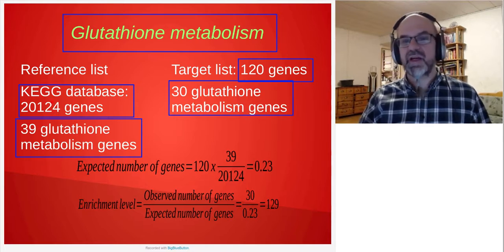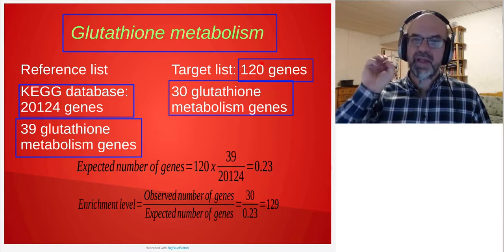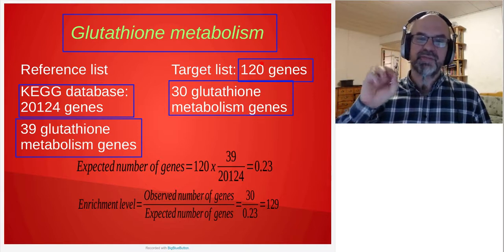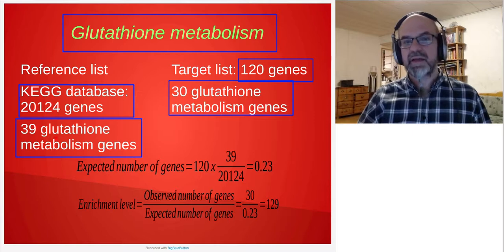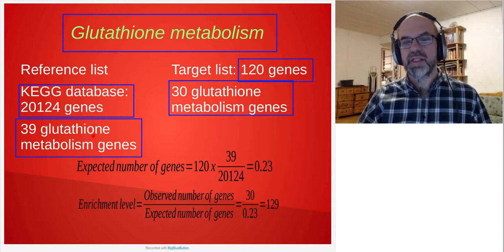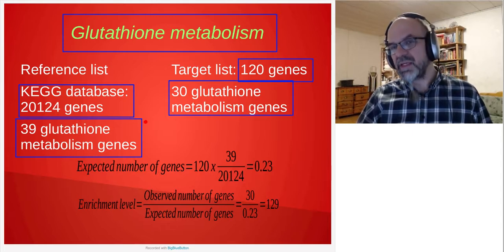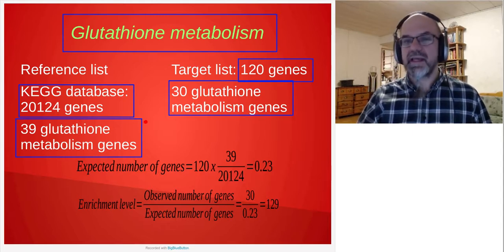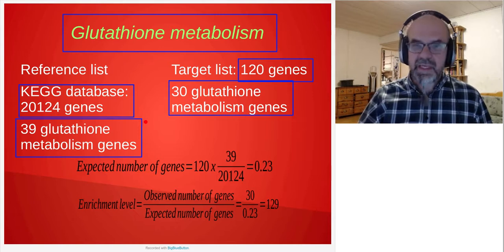We have around 20,000 genes in the human genome. I have picked up 120 of those using some kind of experiment. And I know that in the entire genome, there are approximately 40 glutathione metabolism genes, and my experiment picked 30 out of those 39. So intuitively, I would say that, hey, this means something.